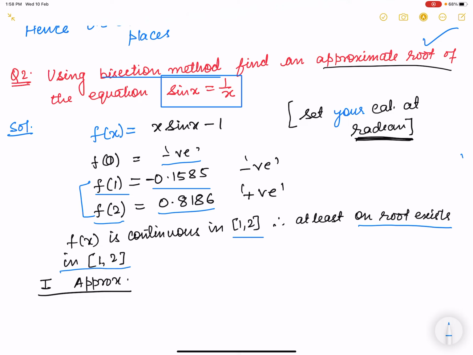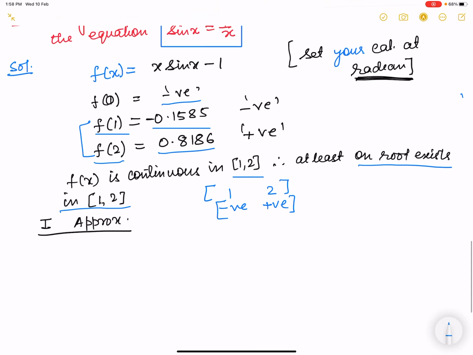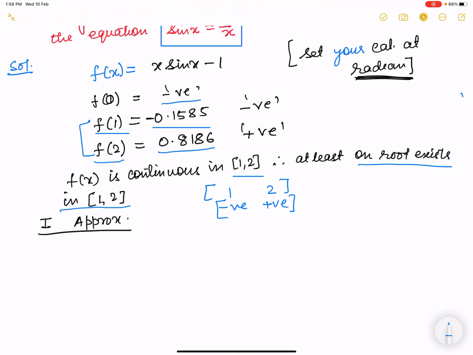Let us move to the first approximation, that is, we are going to bisect this. So we have the interval 1 and 2 in which the root lies, and at 1 it is negative and at 2 it is positive. And we keep on interchanging the positive and negative ends. So the initial approximation: x0 is equal to (1 plus 2) by 2, which is equal to 1.5. Let us find the value of the function at 1.5. We'll find that it is 0.4963, which is a positive value.